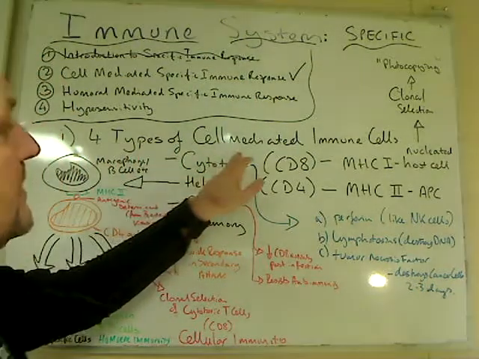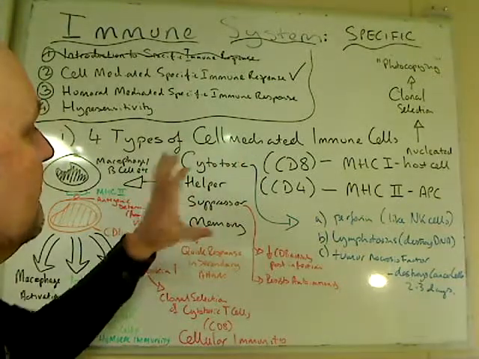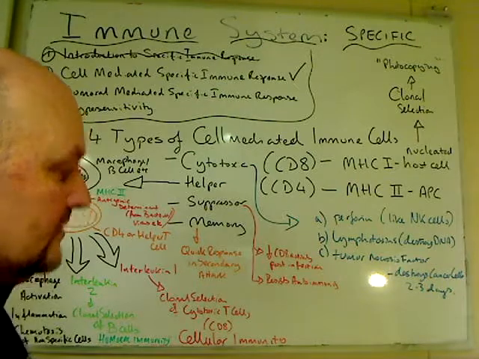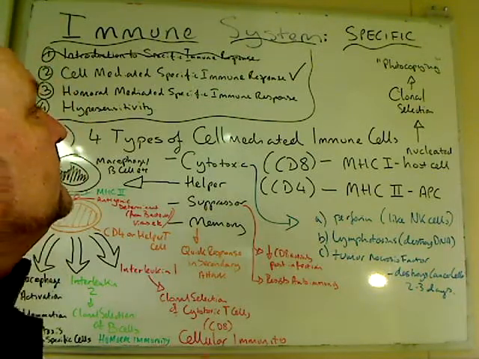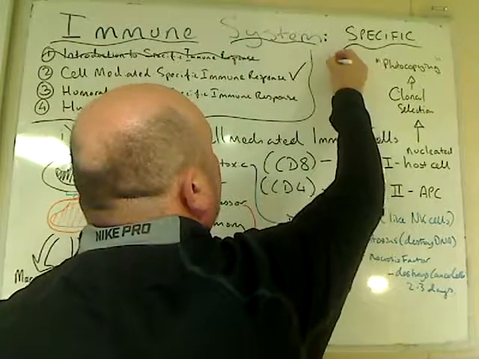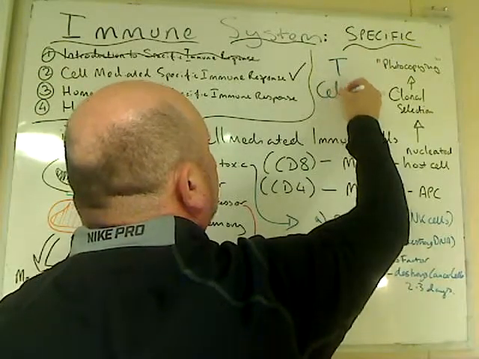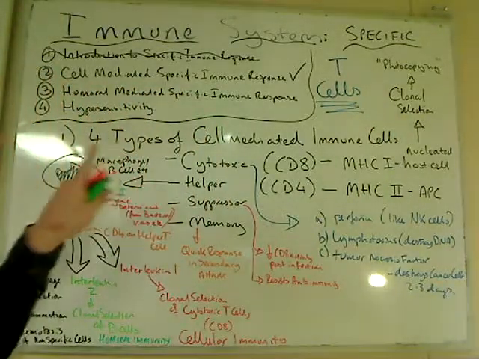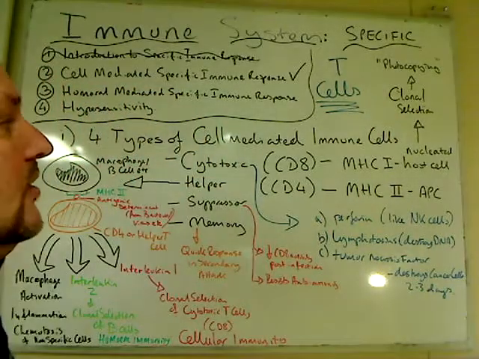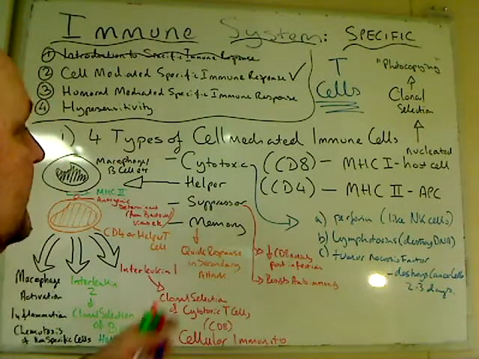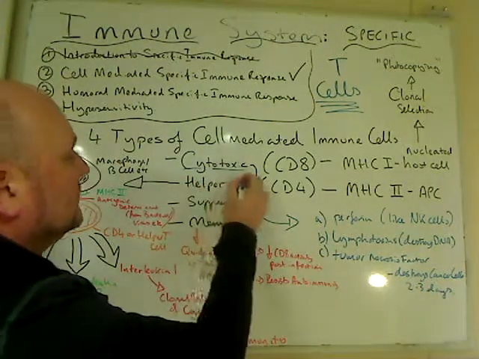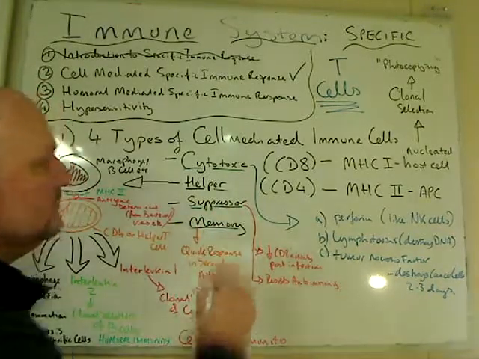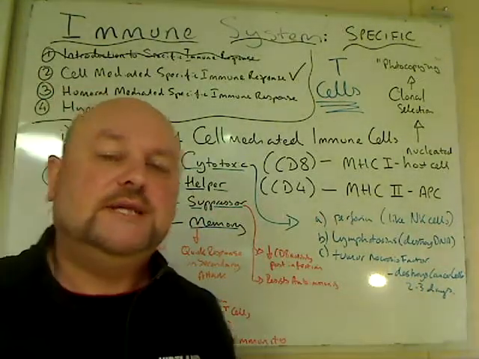So cell-mediated is done by T cells. This is all about T cells. So let's get that up there. T cells. So there are four types of cell-mediated T cells: cytotoxic, helper, suppressor, and memory. So those are our four main types of T cells.